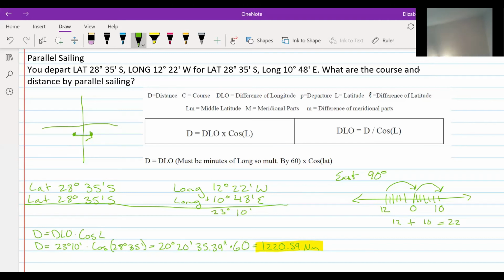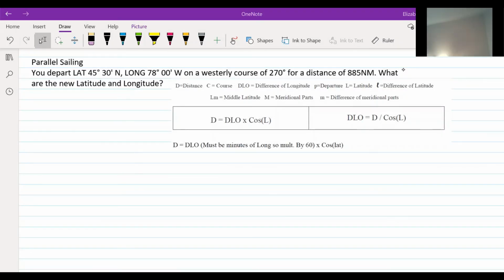So you may have noticed that we have not used this other formula. It's the same as this one, but it's rewritten so that you can use it when you don't have your second latitude or longitude. So for this problem, we'll be using that other equation. D low equals D divided by cosine of L.